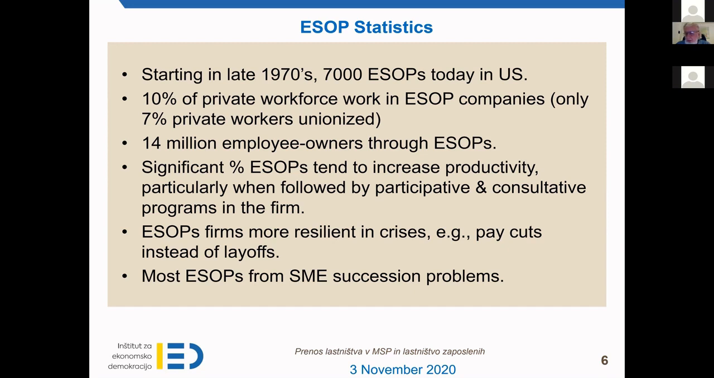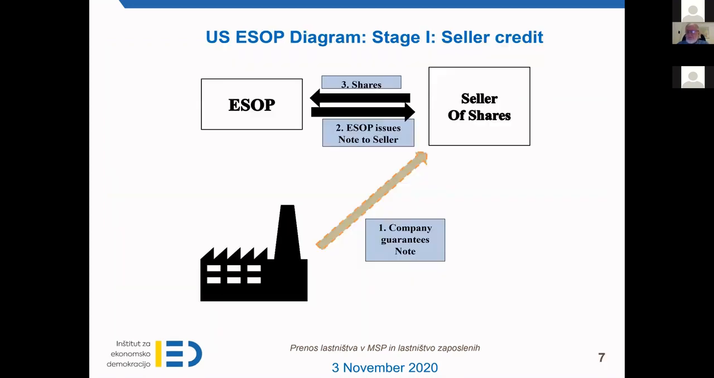I'll talk a little bit more about this later, but the main source of ESOPs is really the smaller, medium-sized enterprise where you have a family ownership or a small number of founders and they want to exit. The family-owned company, the kids don't want to work in the company and take it over, and so what are they going to do? Who are they going to sell it to?